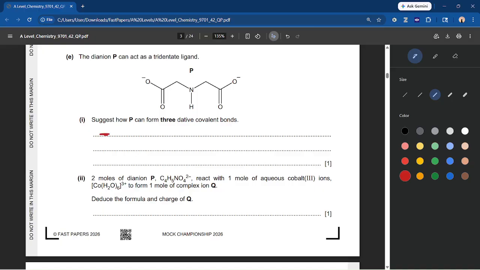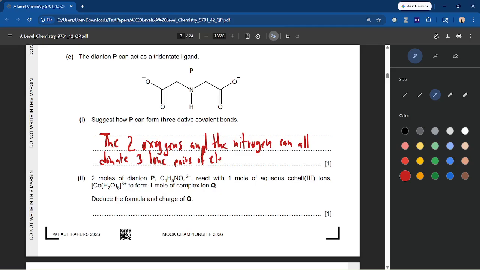So the 2 oxygens and the nitrogen can all donate 3 lone pairs of electrons to a metal ion.